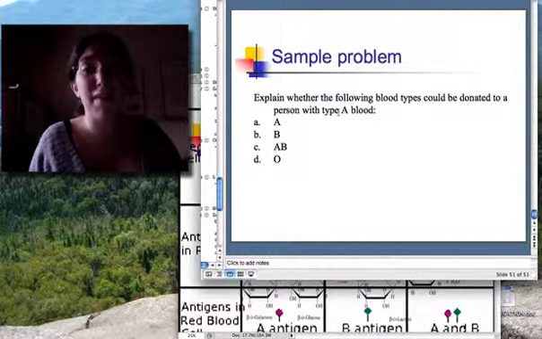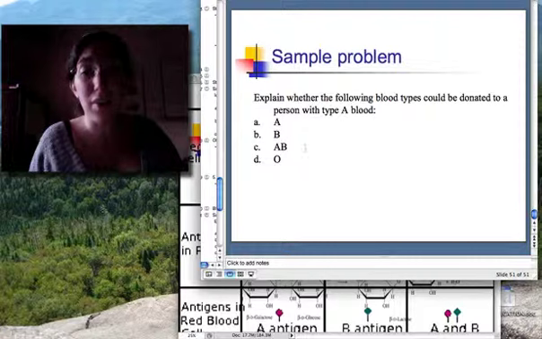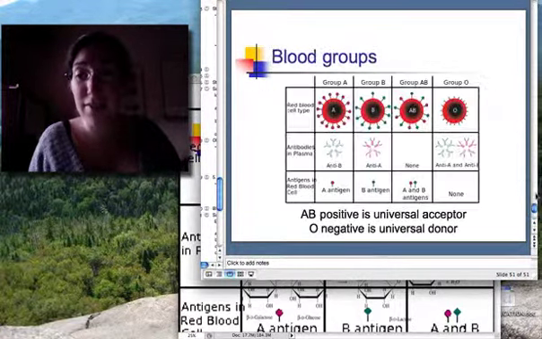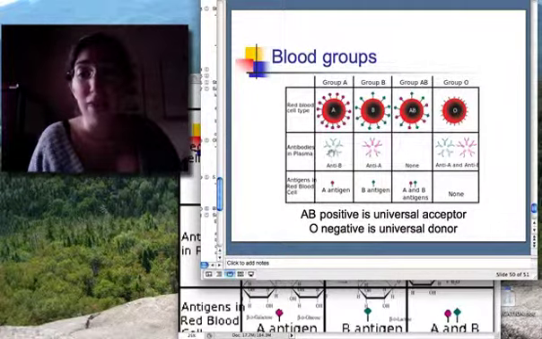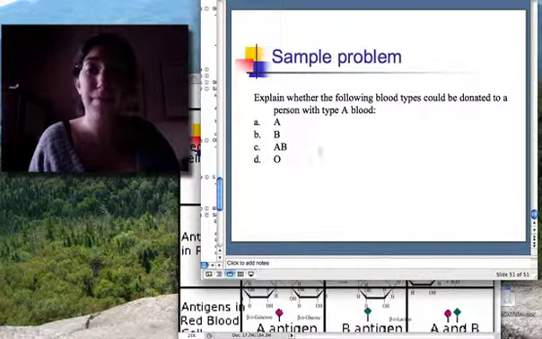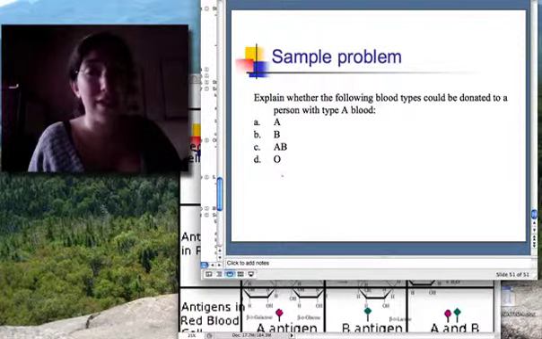What about AB blood? Could they receive AB blood? No, they can't, because there's still B antigen on those blood cells. So someone with type A blood would still attack these cells because they have B antigen on them. What about type O blood? Yes, they could accept type O blood. Anyone can accept type O blood because there's no anti-O antibodies.